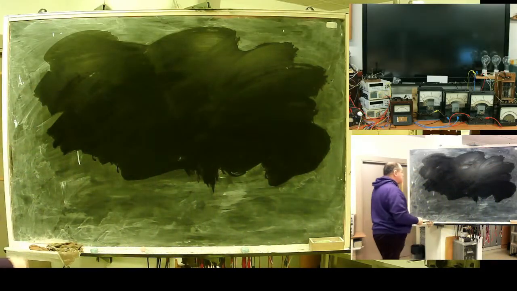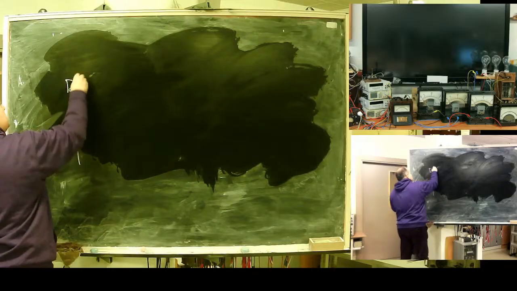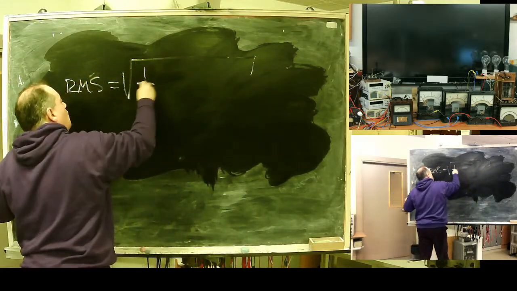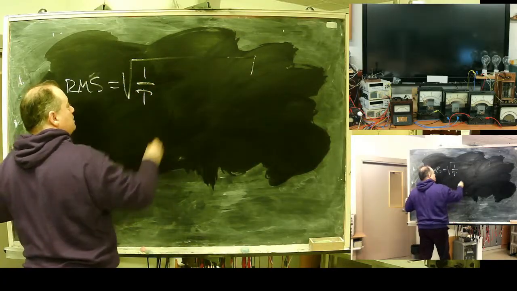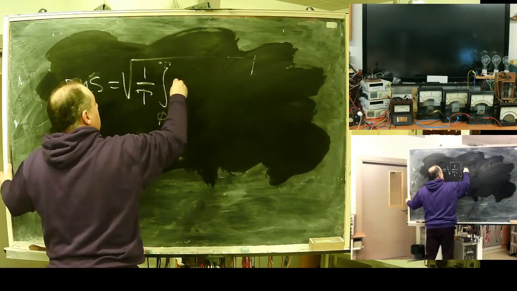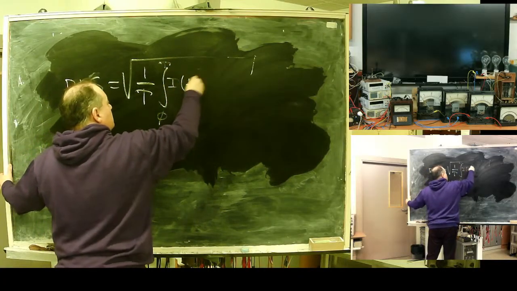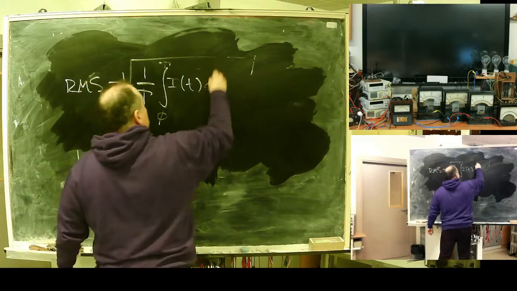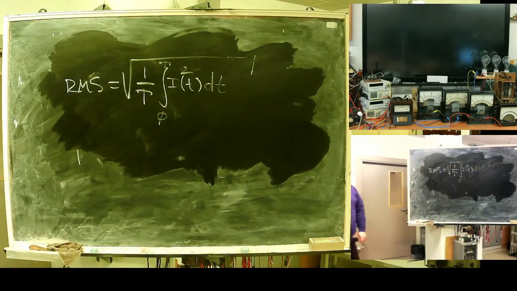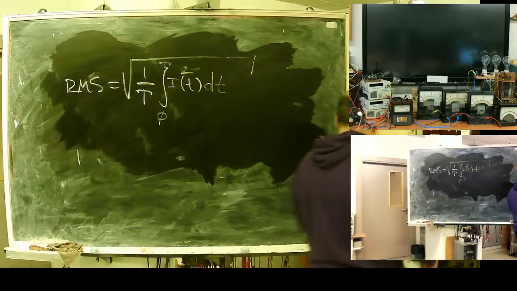In math, RMS is square root of 1 divided by period, integral of current as a function of period squared. Okay, familiar something? Yes, yes, yes.